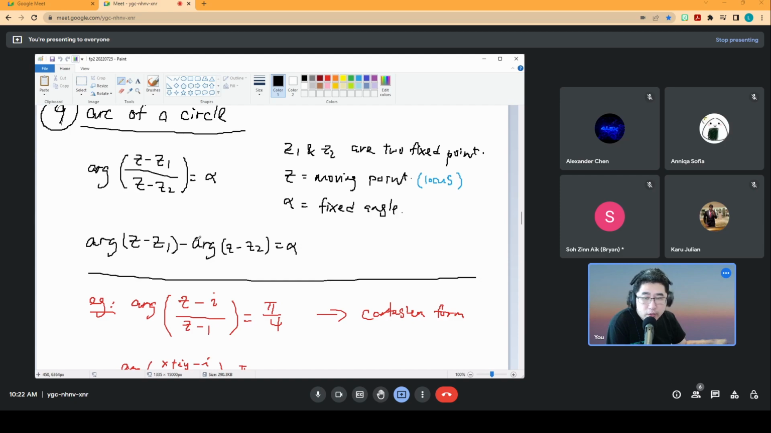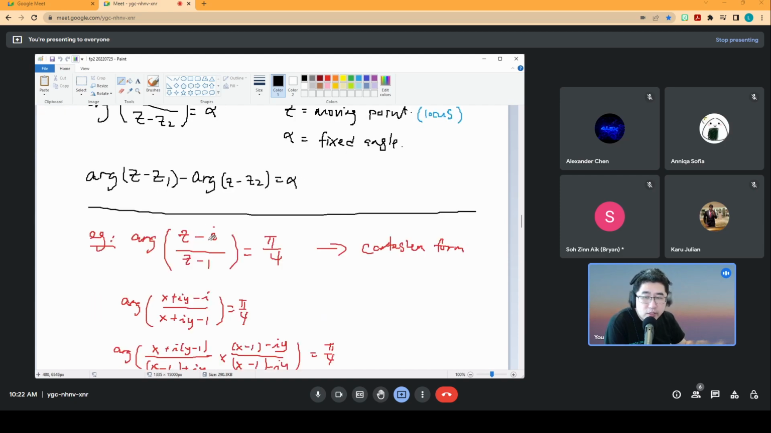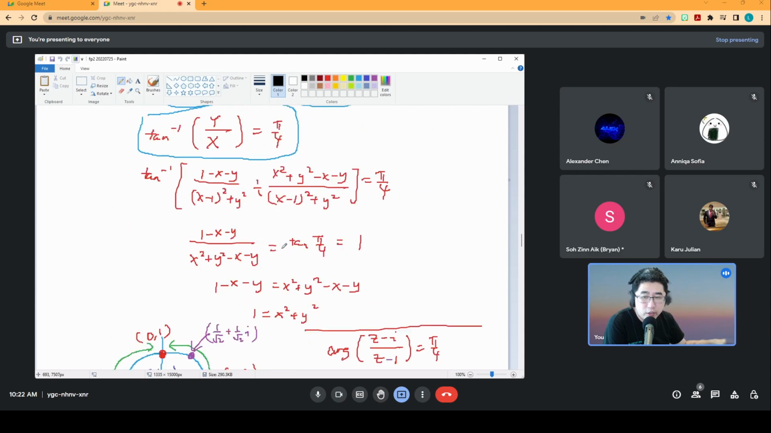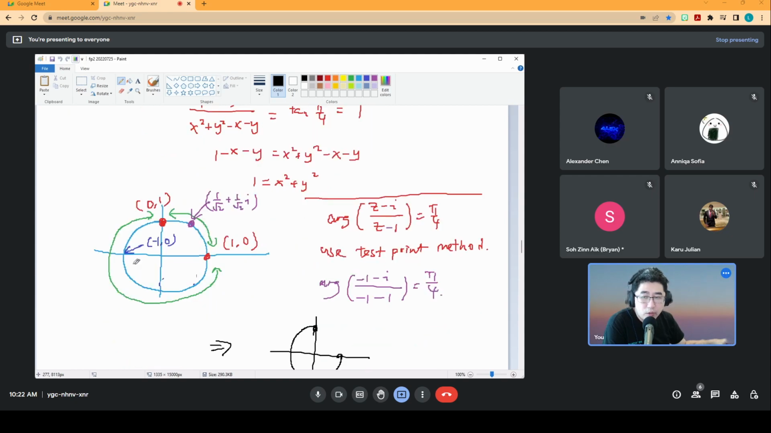Then from here, I have argument of z minus i over z minus 1 equals pi over 4. We can write the Cartesian form. We do the algebra until we get the equation in Cartesian form. I get x squared plus y squared equals 1, a nice number. Then the thing is, which way should I draw?